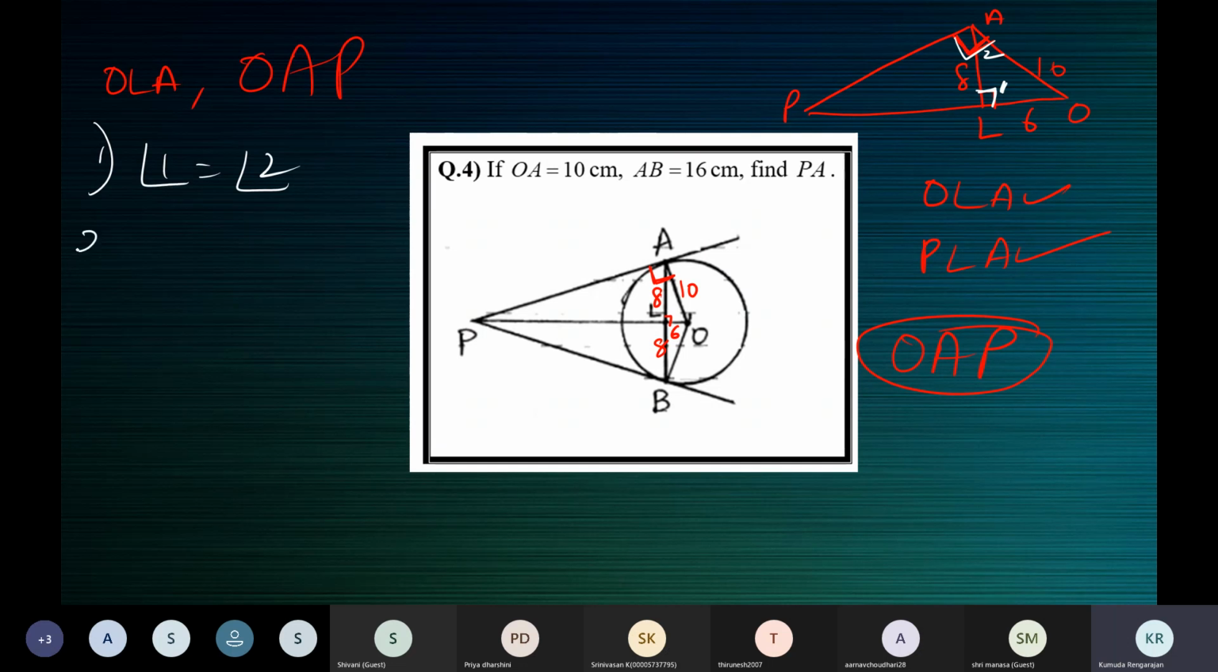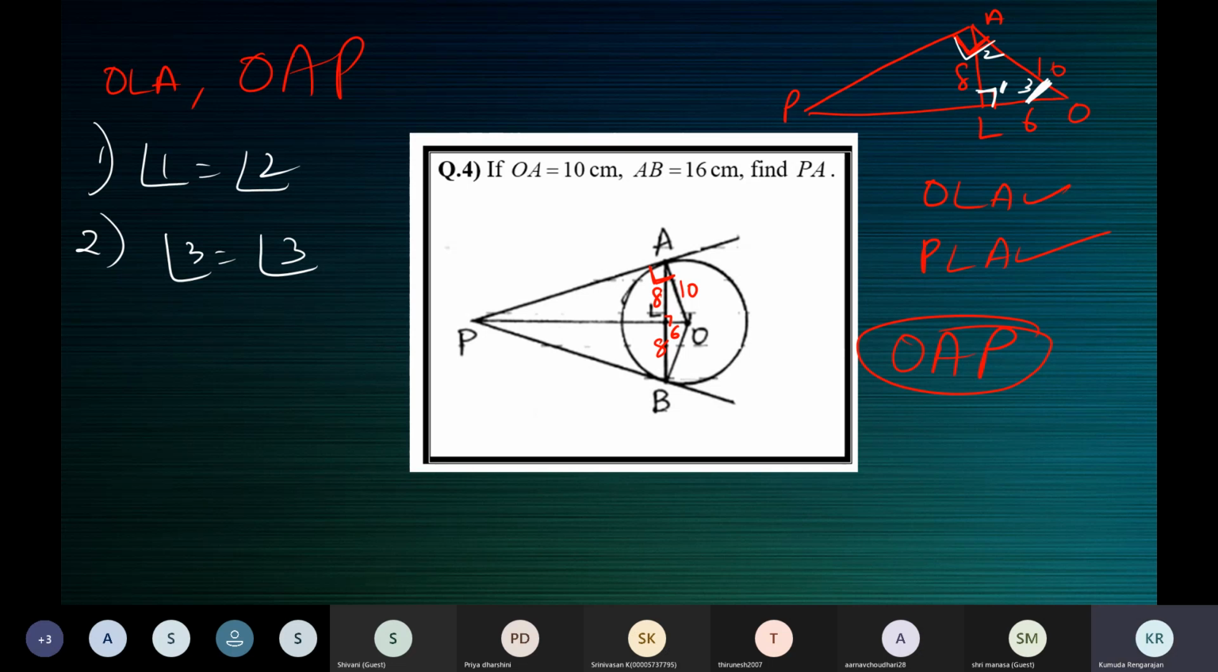And then another equality is the common angle. OLA has this angle. OAP also has the same angle, this angle. You can mark it 3. Angle 3 is equal to angle 3. The two triangles have a common vertex, O. So that angle will be common. Angle 3 is equal to angle 3 because OLA, OAP, O, common vertex. And then both are right triangles. So angle 1 is equal to angle 2.